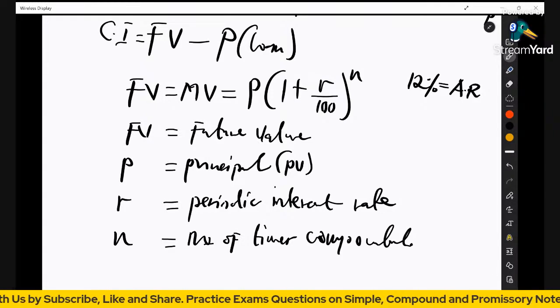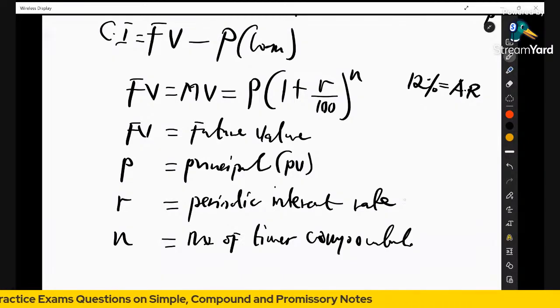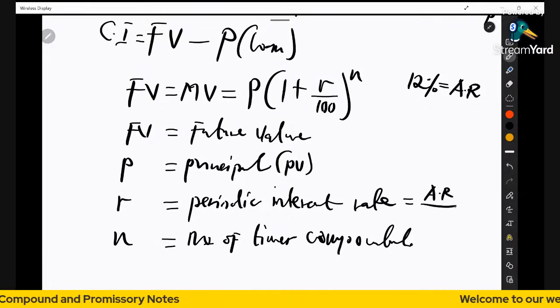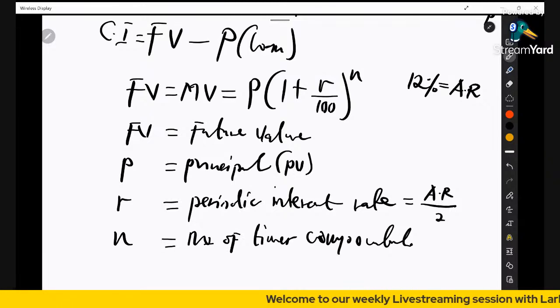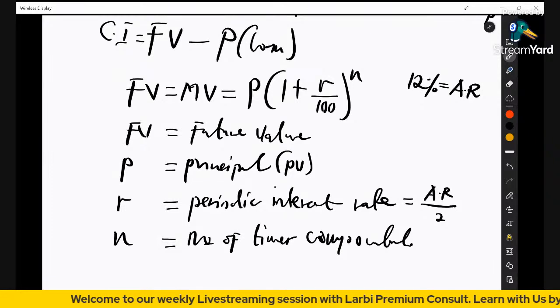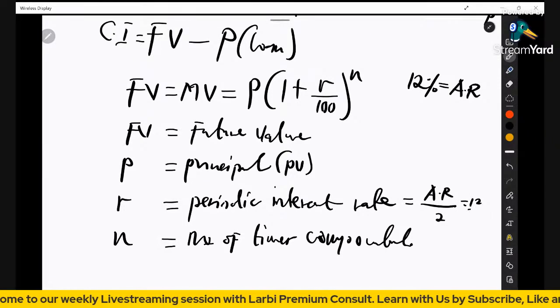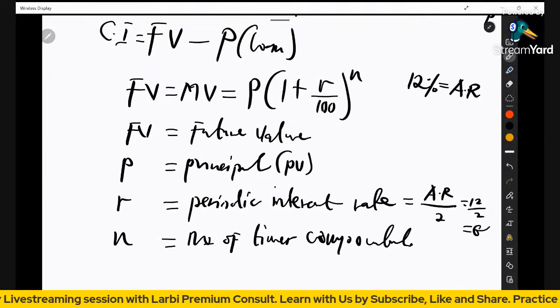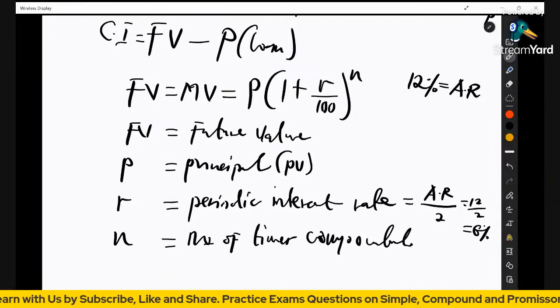Which is two. So meaning that for us to get semi-annual rate, then we say that R should be equal to the annual rate divided by two. Because we are dealing with compounding semi-annual, and we have two semi-annuals in a year. So for us to get a periodic interest rate, that should be 12 divided by 2, and we are getting 6%. So this is how we compute the periodic rate. It depends on the compounding periods.